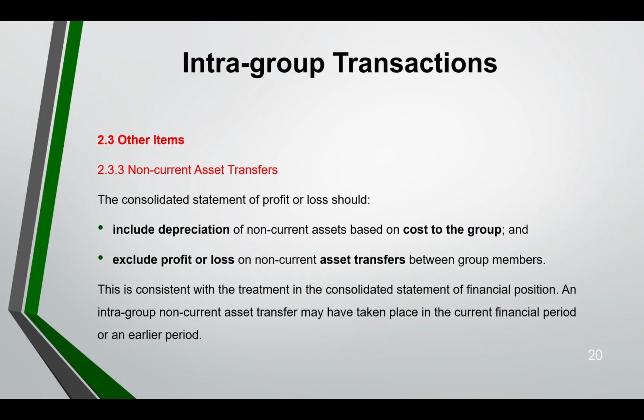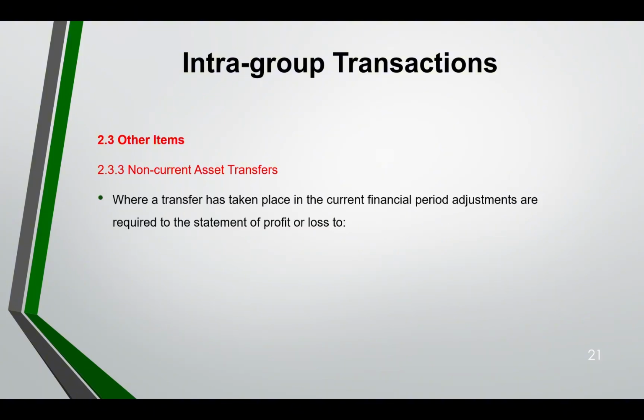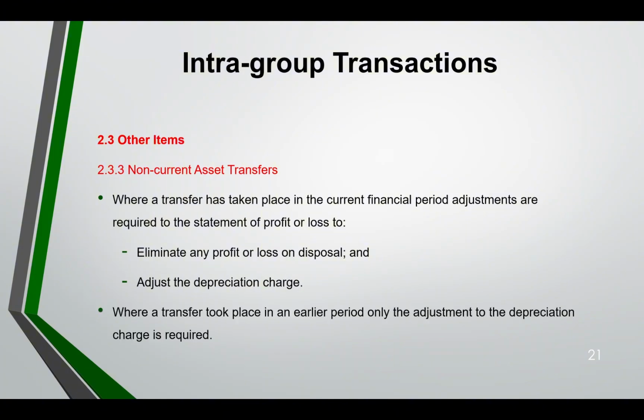So for any intra-group non-current asset transfer that takes place in the current financial period or an earlier period: where the transfer takes place in the current financial period, adjustments will be made to the statement of profit and loss. Eliminate any profit or loss on disposal and adjust the depreciation charge. If the transfer took place in an earlier period, the only adjustment is to the depreciation charge.